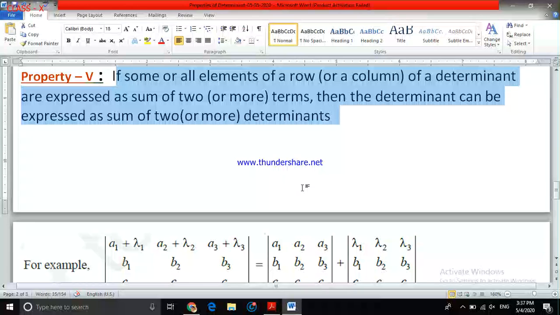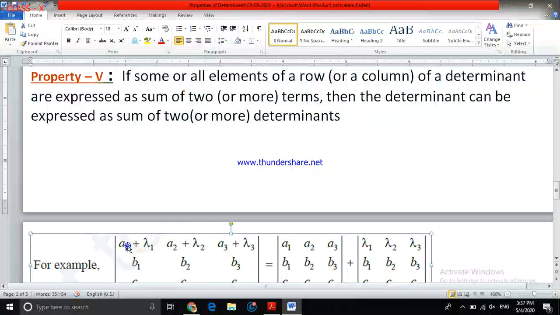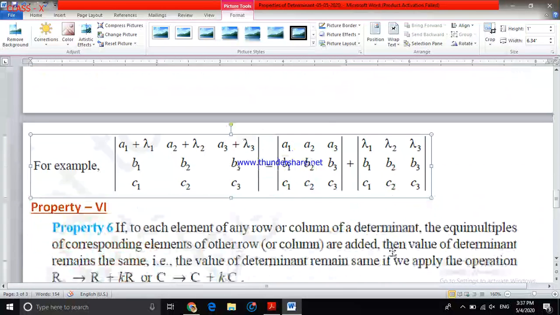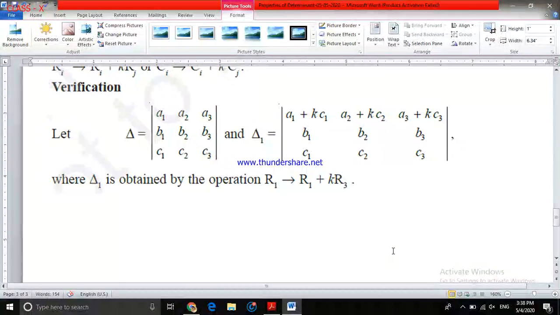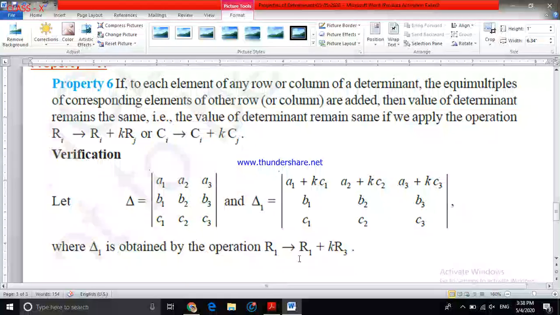And similarly, the fifth and sixth properties. The fifth property says that if you have a sum of two numbers in any row or column, that determinant can be split into two parts. And the sixth property is the one we just discussed. Okay.